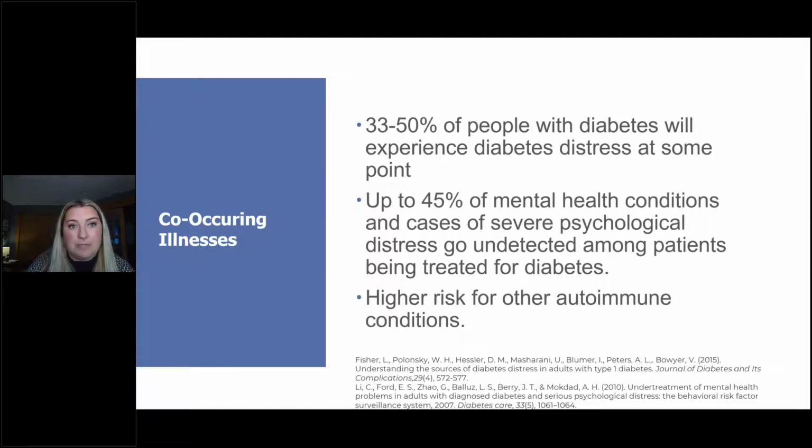But we know that people with diabetes are at a higher risk for these other conditions, and that puts more stress, more pressure, more financial distress on a family. And so I think we need to be aware of those things.